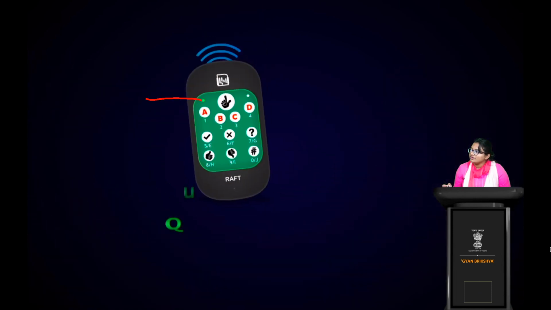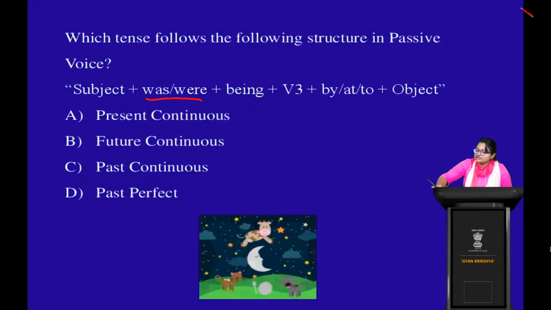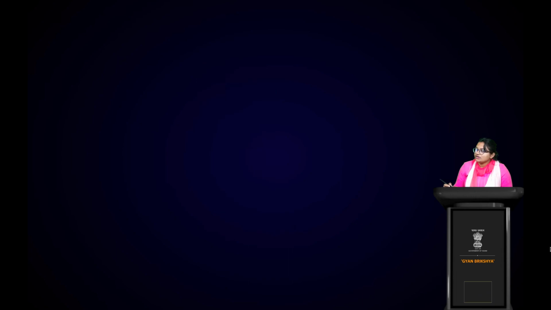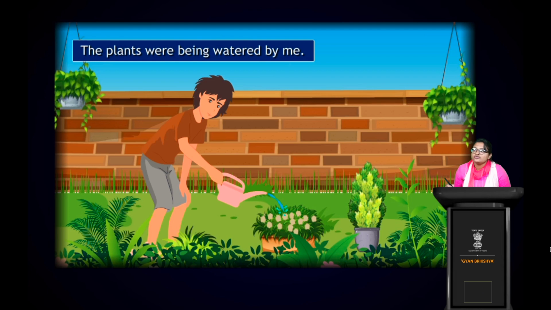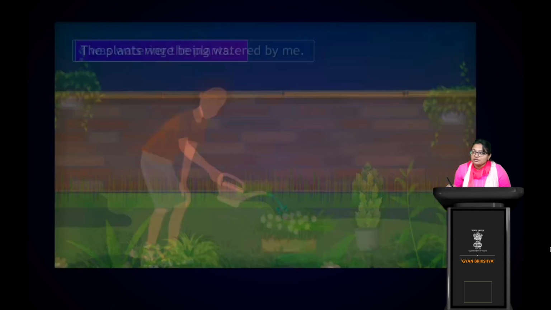Okay, we also had this one. We have already solved this question, so we are not looking into it. We are looking into this example now. I was watering the plants, again past continuous. I was watering the plants. The plants were being watered by me, right?